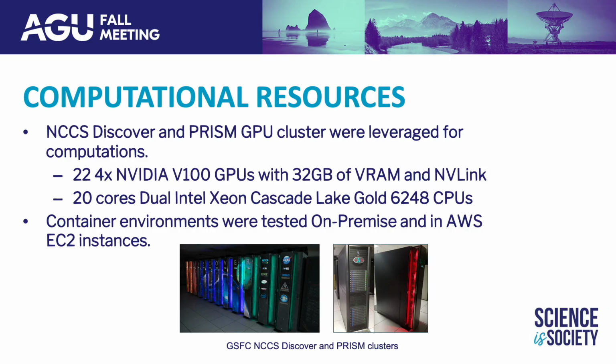Some of the computational resources that we have been using for testing the software have been from the NASA Center for Climate Simulation, particularly the Discover supercomputing cluster and the Prism GPU cluster. Prism in particular has 22 nodes, each one of them with 4 NVIDIA V100 GPUs. They also have a DGX node that has 8 A100 GPUs that we will probably be benchmarking soon. And then on the CPU side, which is sometimes important for a comparison between GPU and CPU performance, each node has 20 cores of dual Intel Cascade Lake.